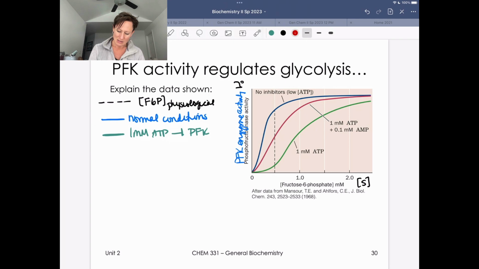Now, the last line that we're going to look at here is the red line. So the red line represents when we add in just a little bit of AMP. So they're going to add in 0.1 molar AMP. And all of a sudden now we rescue a good bit of our PFK activity.